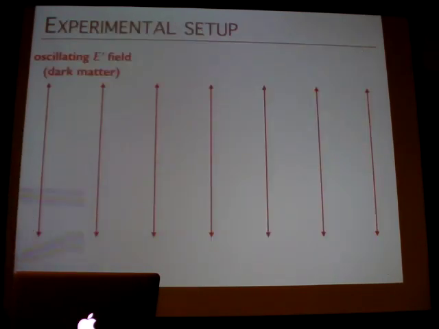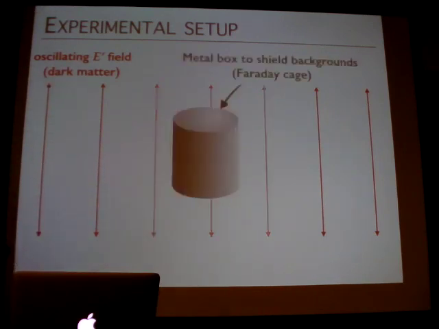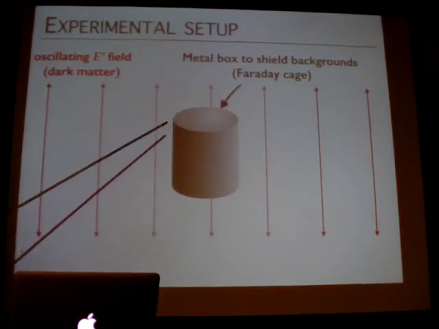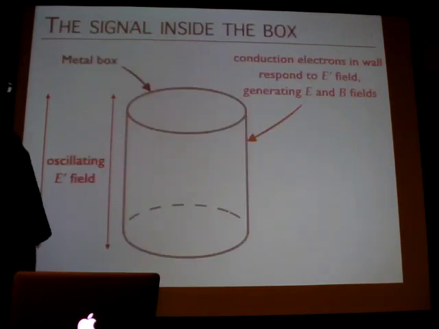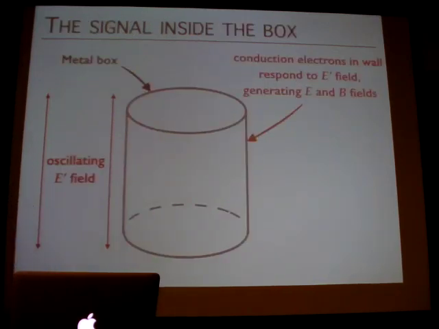If this thing is dark matter, there's a time-varying E prime field everywhere. We take a metallic box, a Faraday cage, which blocks regular electromagnetism. The dark photon should still go through, and you should be able to excite something in there. But there's an important point here, which is that as the dark photon moves through, the E prime field on this conducting shield will also generate currents on that shield.